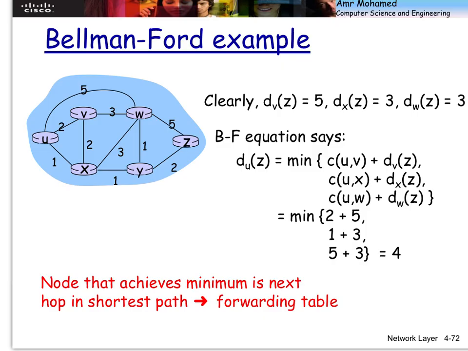Any questions? I'm just trying to follow and work out those numbers. Follow what? The last step? This one? Right. So it's c(U,V), which is 2, plus the distance between V and Z. The distance between V and Z is here. So 2 plus 5, right? Okay? Or c(U,X) is 1 plus from X to Z. X to Z is 3, and so on. And then for all the neighboring nodes, I have to take all the choices and see which one is the minimum. Very simple.